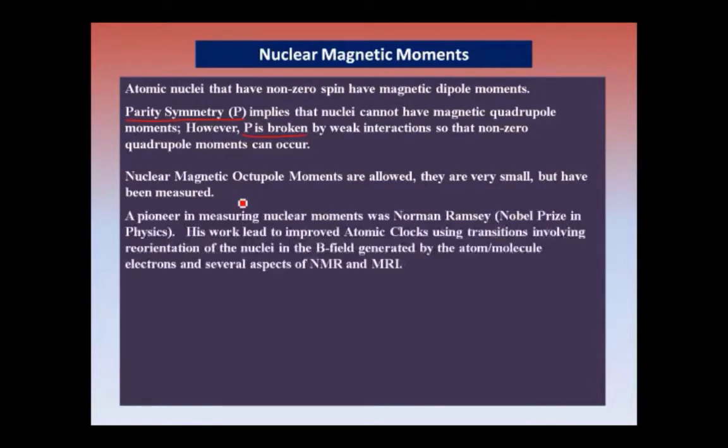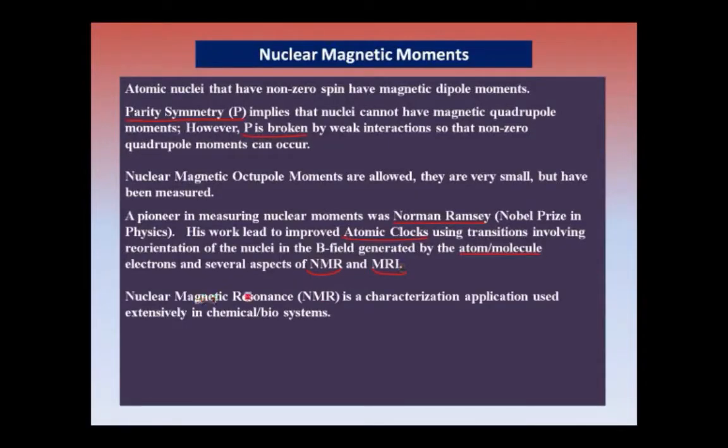In terms of nuclear moment measurements, one pioneer was Norman Ramsey at Harvard, and he got the Nobel Prize in physics for a lot of this work. His work has led to using magnetic moments to generate atomic clock devices. It uses transitions involving reorienting the nuclei in the B field that is interacting with an external field and generated by the atom and molecule electrons. And this has led to another system, a nuclear magnetic resonance type of measurement, and MRI, which you're familiar with.